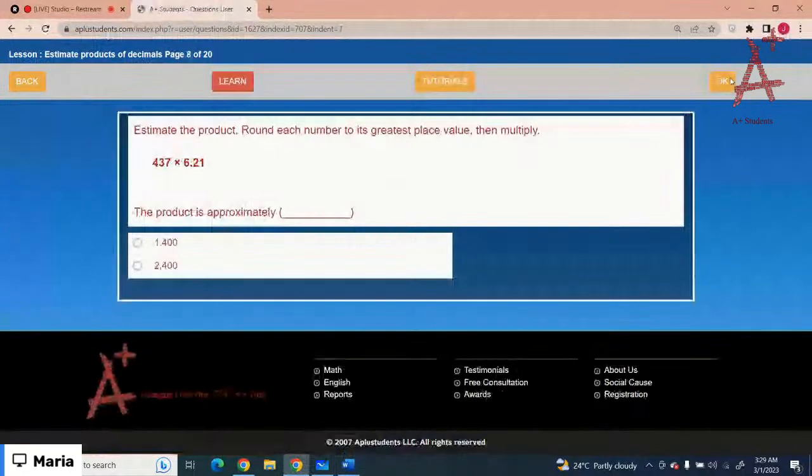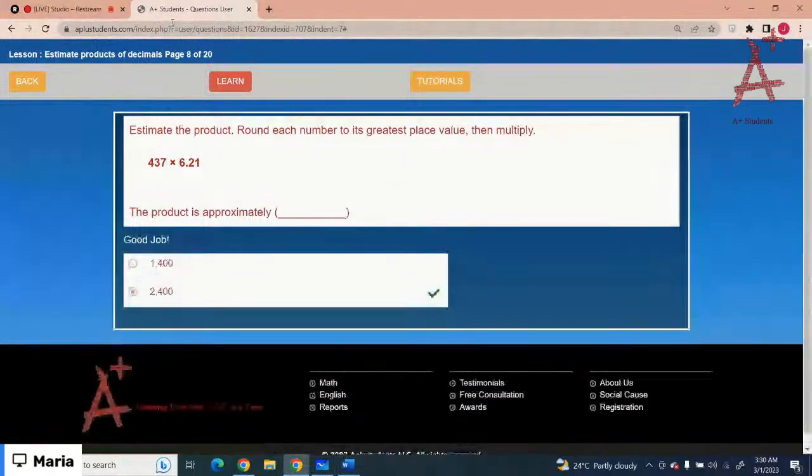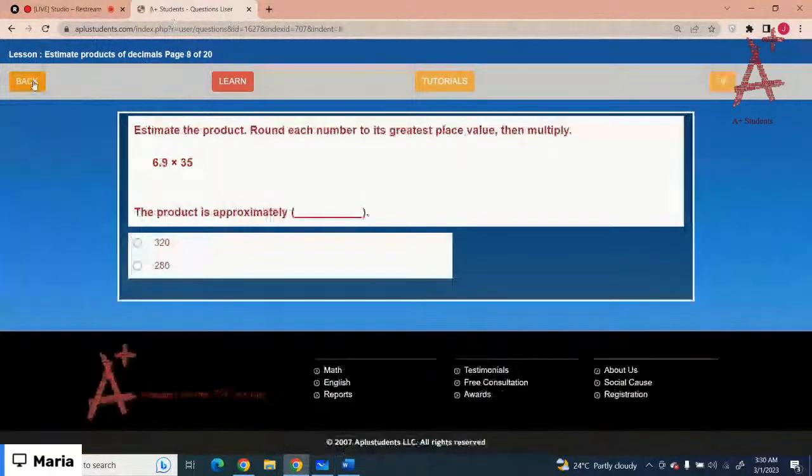Okay, the next one is 437 times 6.21. So 437 is rounded off to 400 and 6.21 is rounded off to 6. So 400 times 6 is 2400. Got it? So the correct option is 2400. Okay, you can complete the test by yourself later today. Let me just move on to the next lesson.